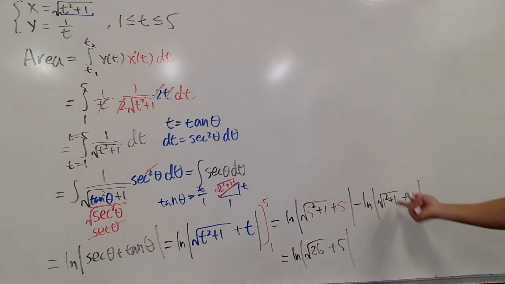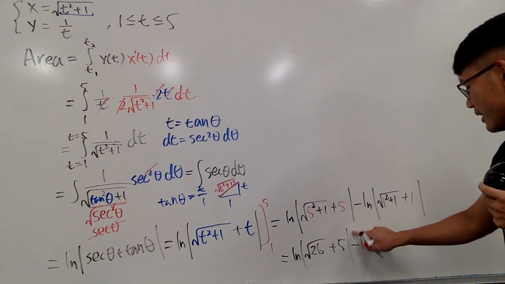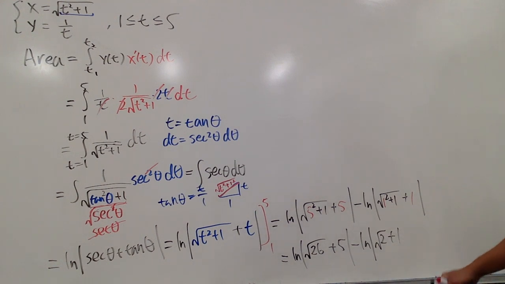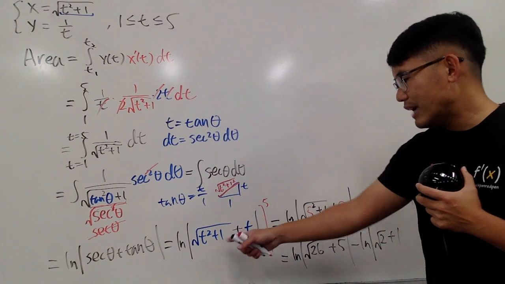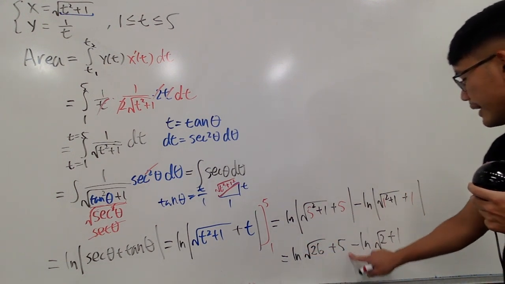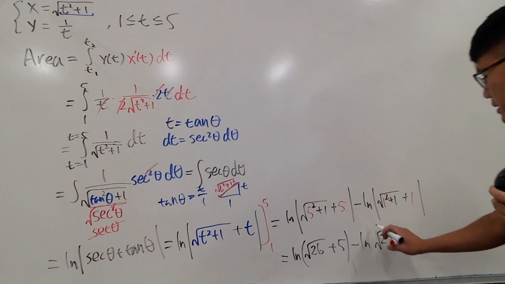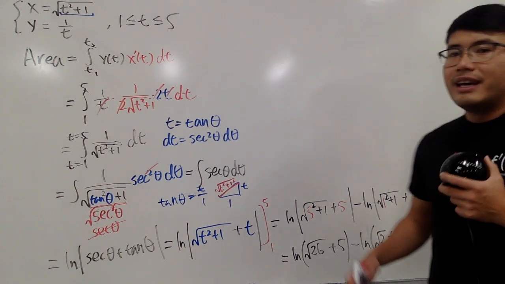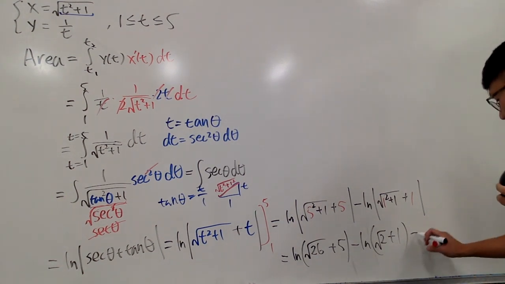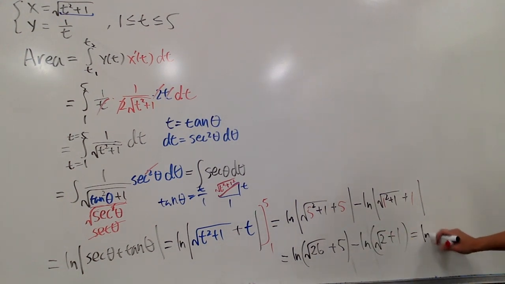Likewise, 1 plus 1 is 2, right? So we have minus ln absolute value square root of 2 plus 1. And notice, in fact, you don't need the absolute value because everything inside is positive, right? So you can actually just lose the absolute value and just put down parentheses and parentheses. If you really want, you can do this over that, but I think I'll do it. Fine. I will do this over that, which is natural log parentheses square root of 26 plus 5 over square root of 2 plus 1.